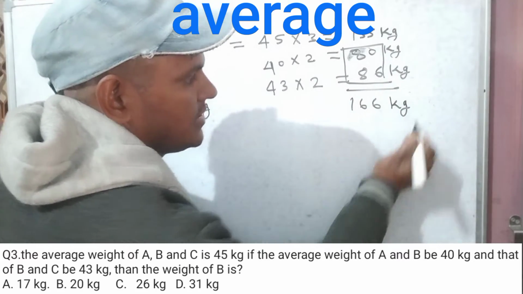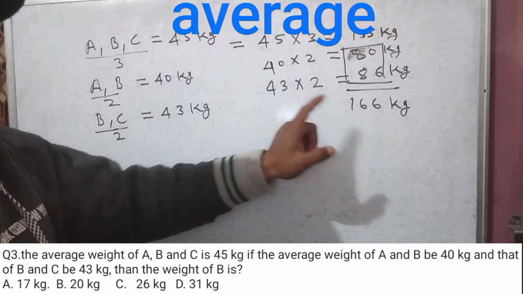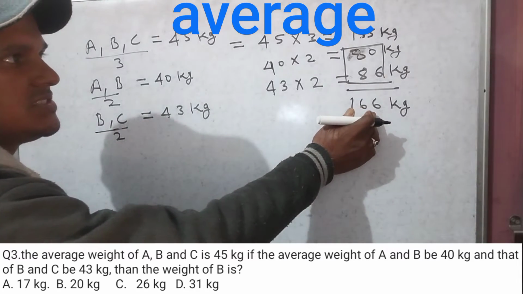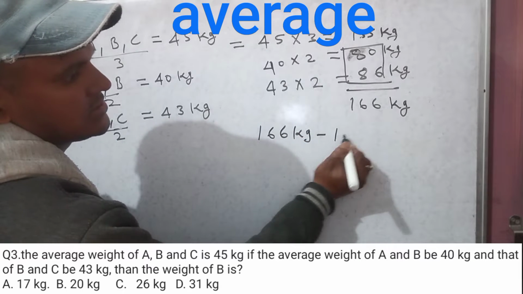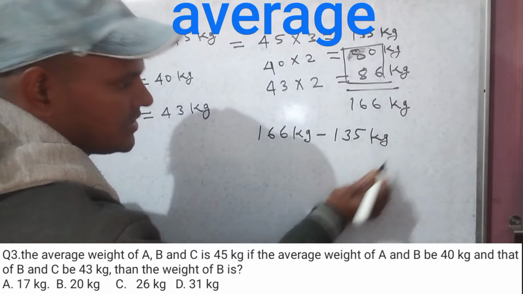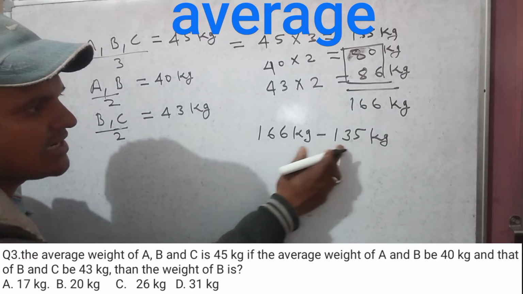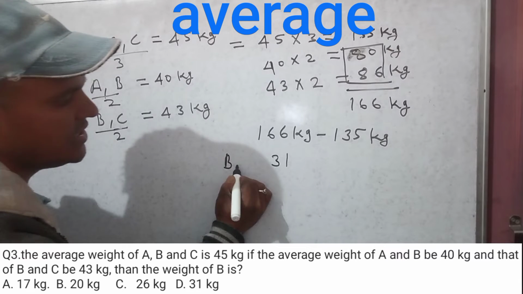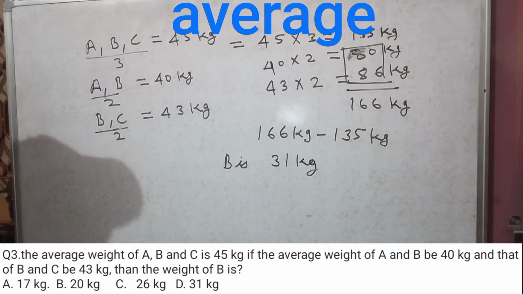kg, right? Now A, B, C is 135 kg, but A, B plus B, C is 166. So 166 is more than 135, right? So 166 kg minus 135 kg will be B kg, right? So 166 minus 135 is equal to 31. So B is 31 kg.